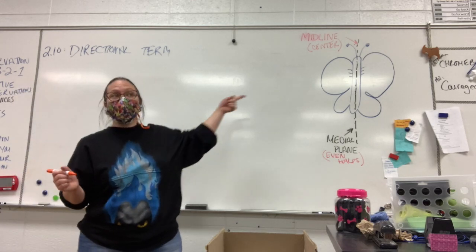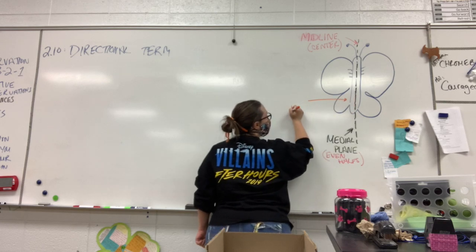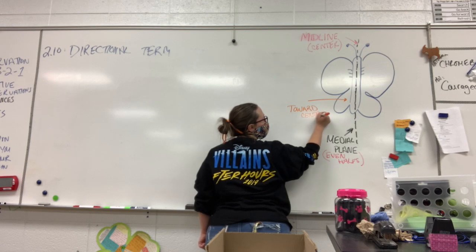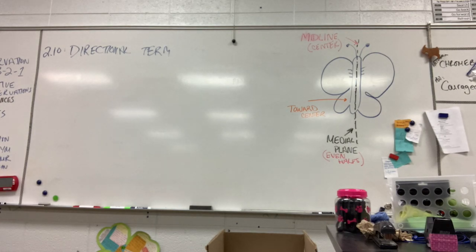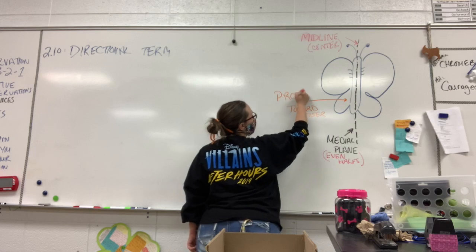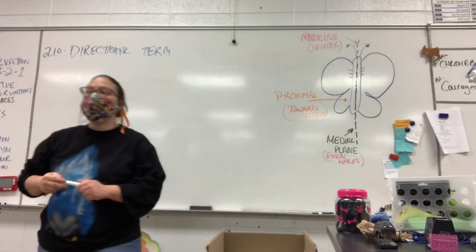When I go toward my center, and I go toward it, I'm going within proximity. Right? If I go towards something, I get closer to it. So you're within somebody's bubble, you're getting in their proximity. So then this, toward my midline, is proximal.